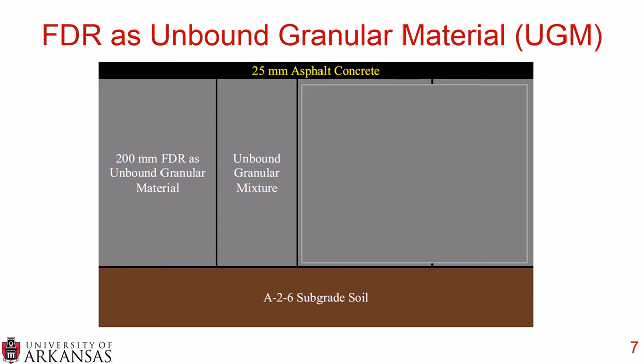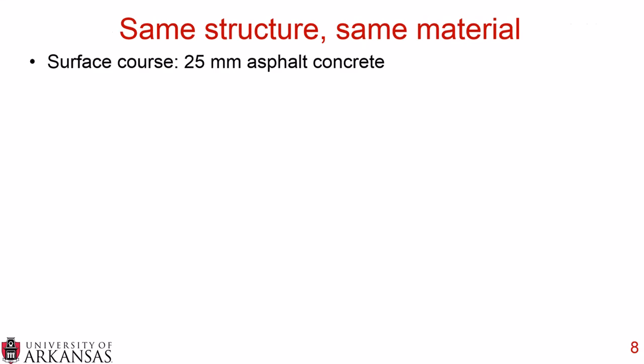Now she also took the exact same FDR material but treated it as an unbound granular material. So in addition to running the asphalt concrete tests, Sadie went ahead and ran the test that's required for unbound granular material, which is resilient modulus. And so she got a set of data of FDR's property as a bound material, as asphalt concrete, and then a second set of data as FDR as an unbound granular material using the resilient modulus test.